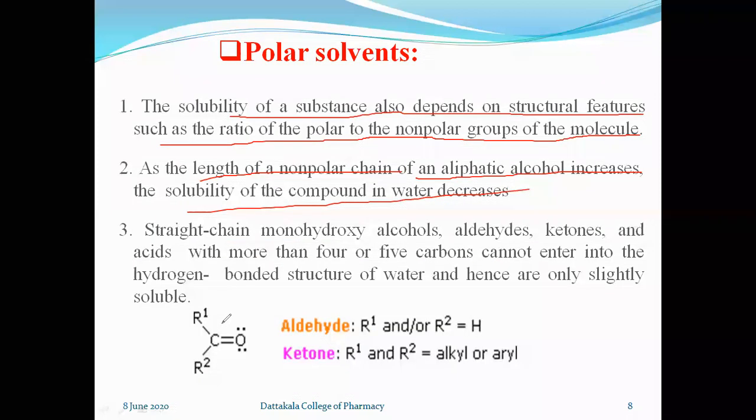Solubility of the compound in water decreases. That means the non-polar groups are more in comparison to the polar groups. So what will happen? The net polarity of that substance, the net polarity of that molecule, will be less, of course. And if the number of polar groups in that substance and in that molecule is more, definitely its net polarity will be more. That totally depends upon the structural features.